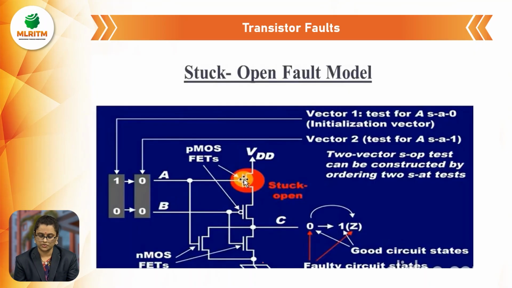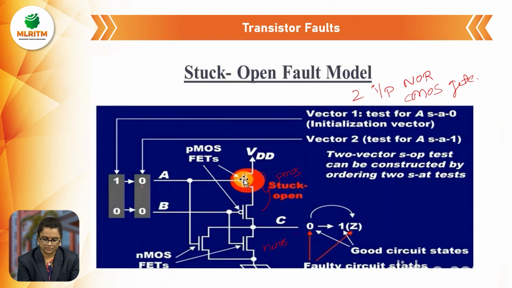So this is the circuit for the stuck open fault model. Here I am taking a 2 input NOR gate, a CMOS gate. Okay, here are the PMOS, and these two are the NMOS transistors. These two PMOS transistors are connected in series, and these two are connected in parallel. Here I am taking the inputs A B, and here taking the output C.